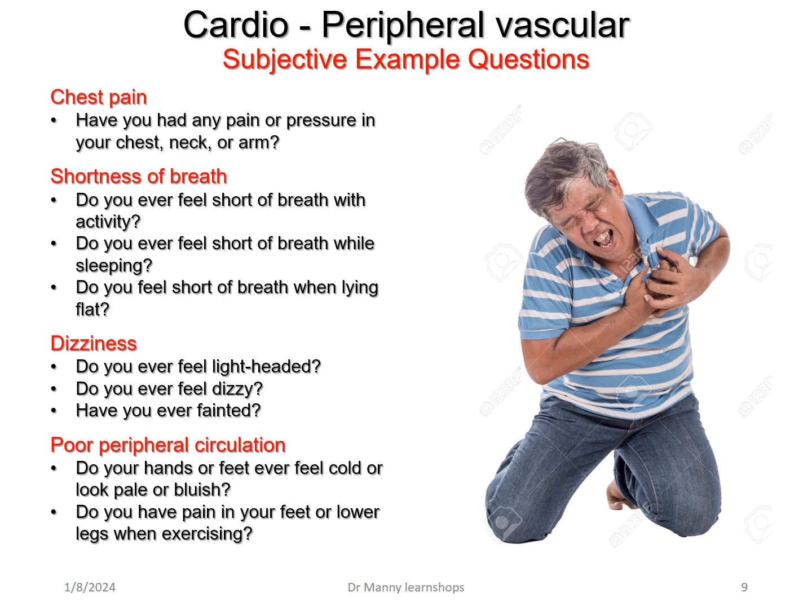Poor peripheral circulation could relate to, do your hands and feet ever feel cold or look pale or bluish? Elaborate. Do you ever have pain in your feet or lower legs when exercising? Cramping, which could indicate intermittent claudication.